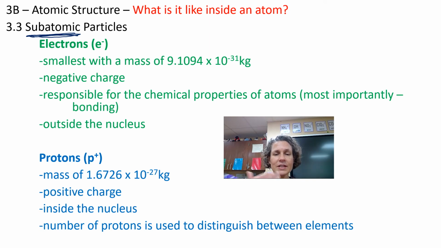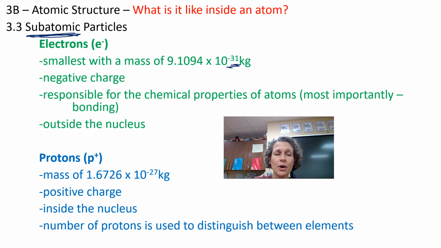But we do have these three that you're probably pretty familiar with. Electrons are the smallest. They have a calculated mass of 9.1094 times 10 to the negative 31st kilograms. So notice the negative. That would be 30 zeros in front of that 9 if we took it out of scientific notation. Negative charge, figured that out because they're attracted to a positive. Electrons, we now know, are responsible for the chemical properties of atoms, specifically and most importantly, how they bond with other atoms. And last but not least, they're located outside of that nucleus.